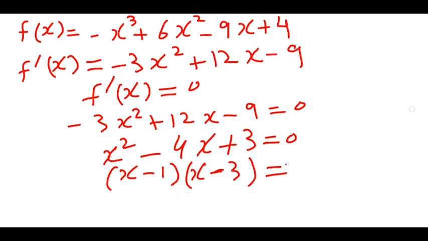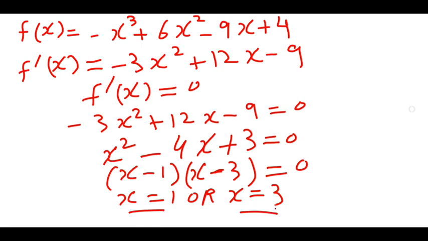So these are the factors of this equation. So solve for x. x is going to be equal to positive 1 or x is going to be equal to positive 3. So these are the x coordinates of the turning points. Now I need to find the y coordinates. So substitute x equal to 1 and x equal to 3 into the original function to get the y value. I'm going to substitute these x values into the original function here.